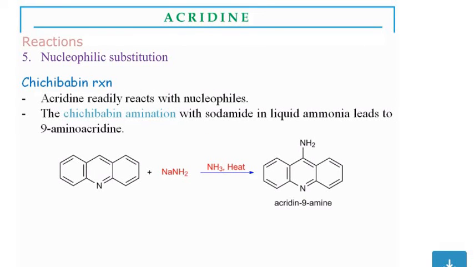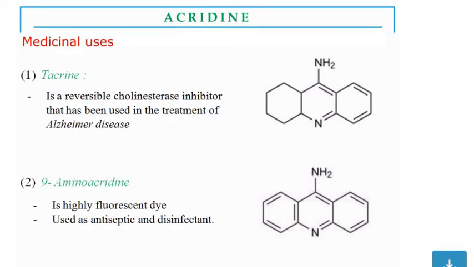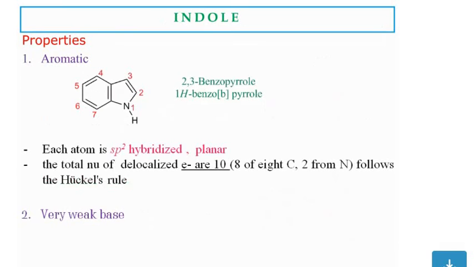Now, Chichibabin reaction, you can see the formation of acridin-9-amine. Now, medicinal uses: tacrine is a reversible cholinesterase inhibitor that has been used in the treatment of Alzheimer's disease. You can see it contains acridine. 9-Aminoacridine is a highly fluorescent dye used as an antiseptic and disinfectant.